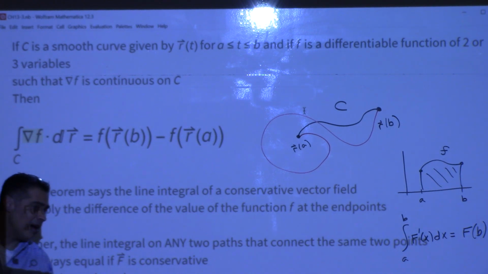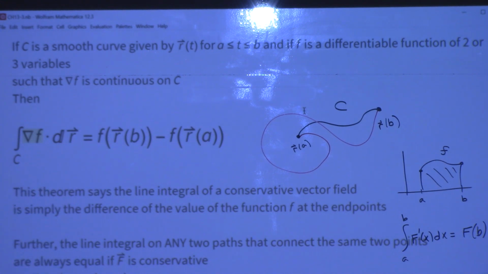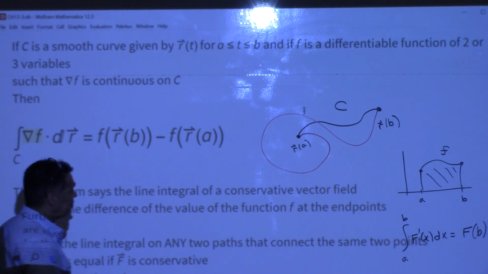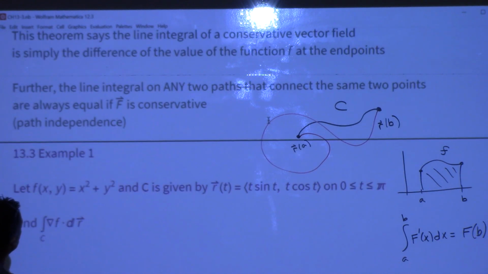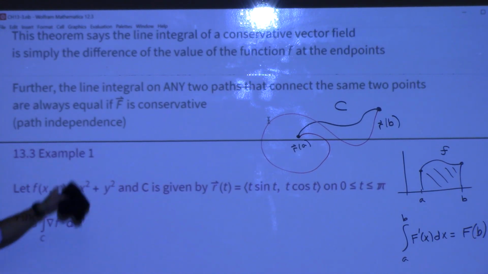Because if our gravitational field is conservative, then the work done from me getting from here to the projector does not matter how I get to the projector. It means I can go from here in a straight line or I can go around like that. The work would be the same. Now, let's leave it as an open question. But for conservative vector fields, the path doesn't matter. So we call this path independence.